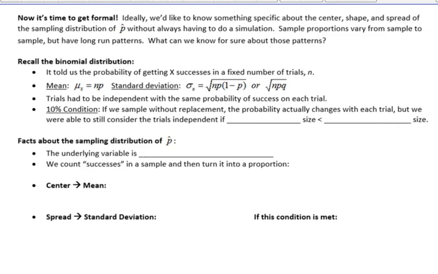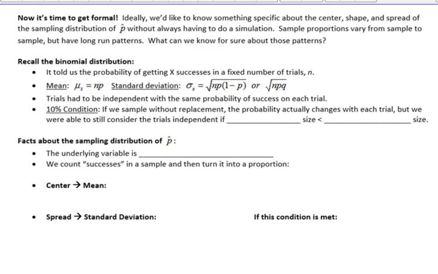Now that we've explored how binomial distributions and distributions of p hat behave with different values of n and p, it's time to get formal and decide what we know for sure about the center, shape, and spread of the sampling distribution of p hat without always having to do a simulation, because we're not going to do a simulation for every problem. So what do we know for sure?